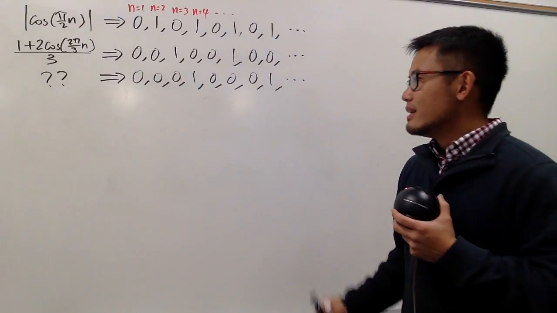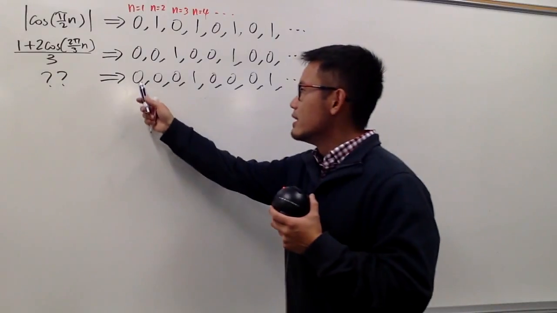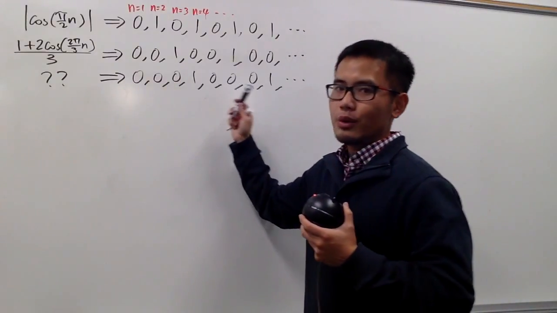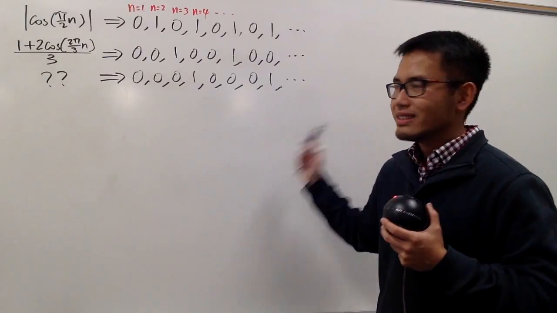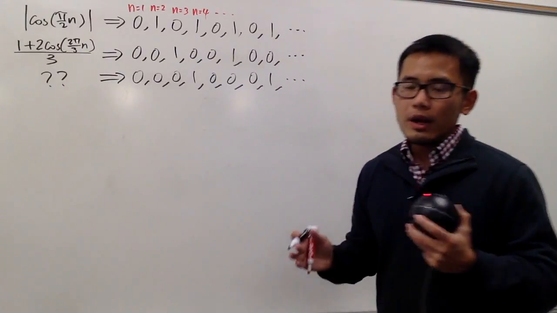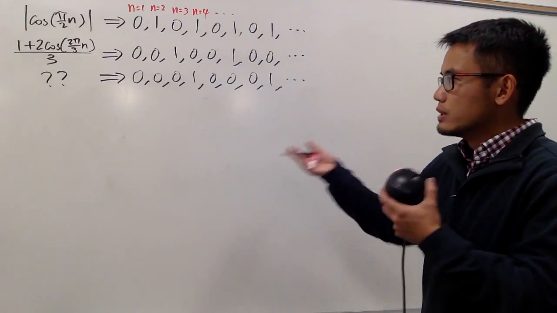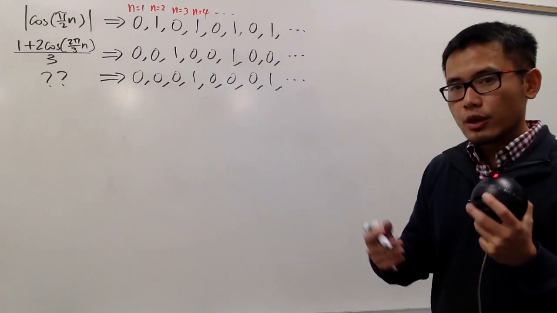All right. Today, let's talk about how to come up with a formula for the sequence 0, 0, 0, 1, 0, 0, 0, 1, and so on. What formula can we come up with? Well, as I mentioned before, we should use sine and cosine because we're dealing with a repeating pattern. So sine and cosine should help.